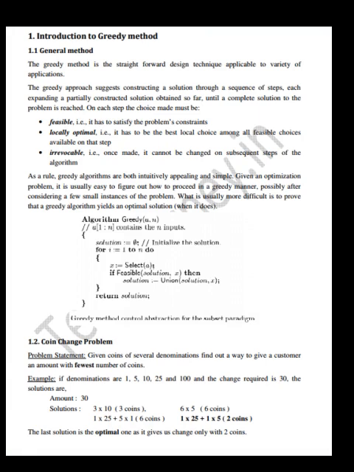Now let us see the coin change problem. Problem statement: given coins of several denominations, find out a way to give a customer an amount with the fewest number of coins. See the example. If denominations are 1, 5, 10, 25 and 100, and the change required is 30, the solution is as follows. The last solution is the optimal one as it gives us change with only 2 coins.